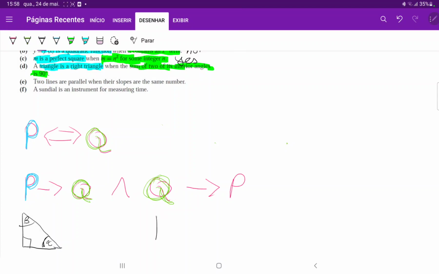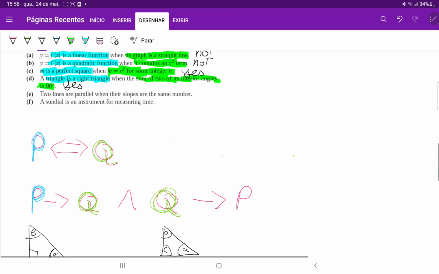So when the sum of its two interior angles is 90, we'll call them A and B. When A and B equal 90, this must mean that this other angle C is equal to 90, because that's the only way that we would get 180. So it definitely means that if the two interior angles sum up to 90, then the third angle is 90, and that means that it is a right triangle. So if P, then Q, and if Q, then P. So yes, this is a definition.